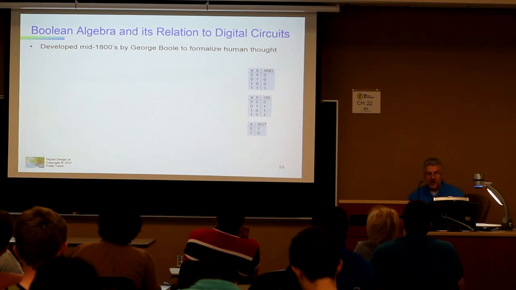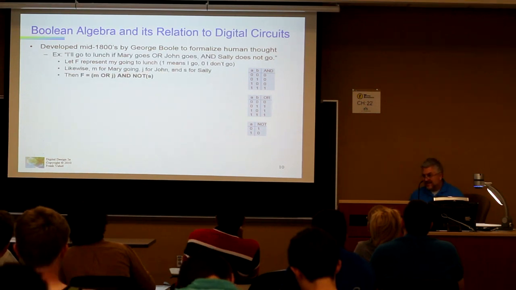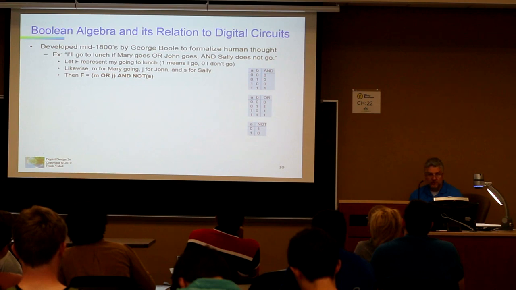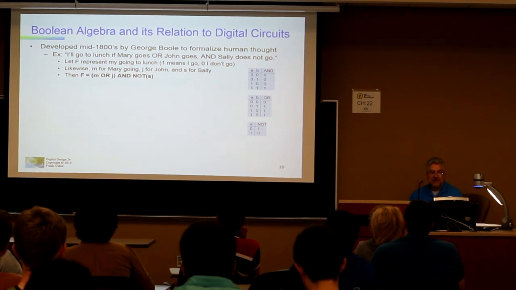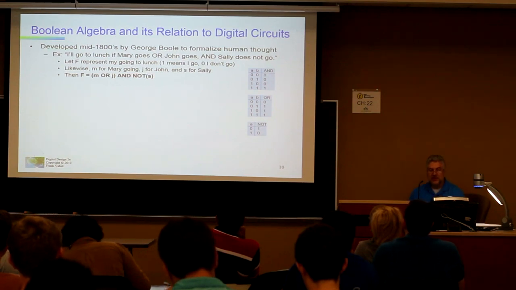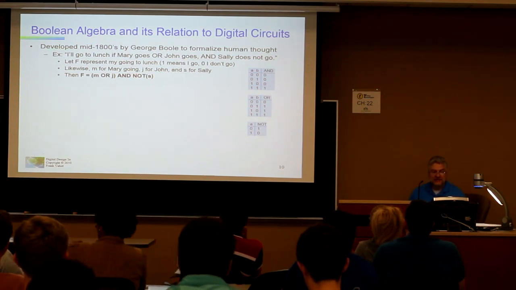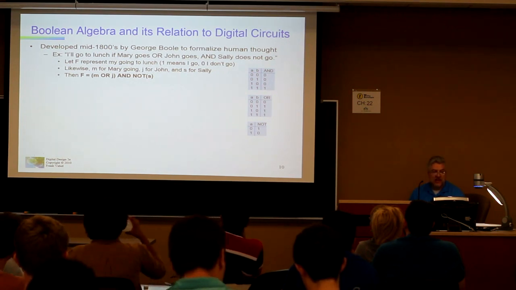All right, so, there he is, George Boole, mid-1800s. I like this, to formalize human thought. So, I'm sure you loved these word problems when you were a kid, like, I'll go to lunch if Mary goes, or John goes, and Sally does not go, because apparently I don't like Sally. So the way you have to represent this is, if F is my going to lunch, I'll represent M for Mary, J for John, and S for Sally.